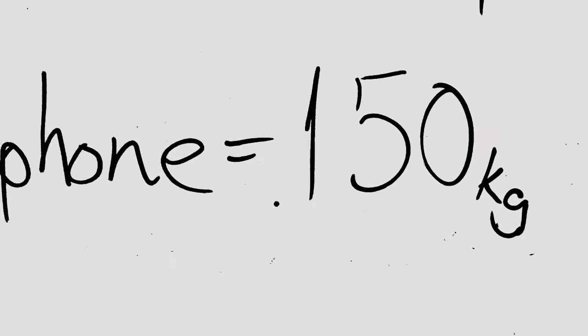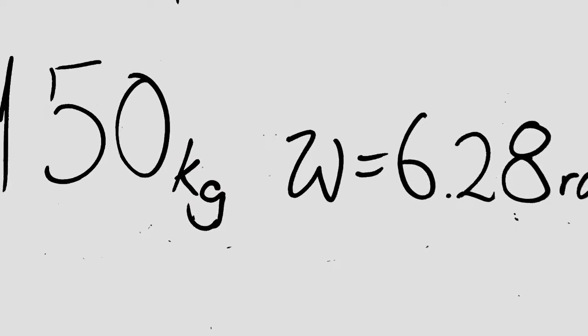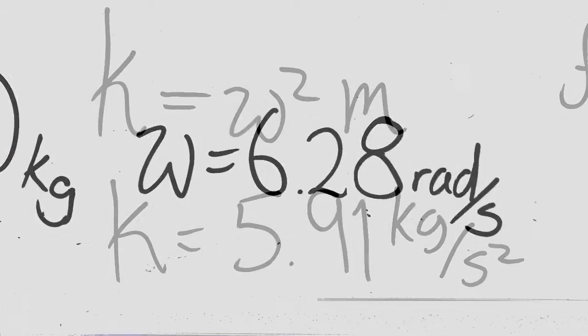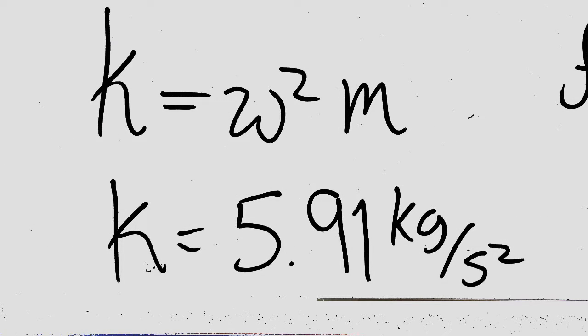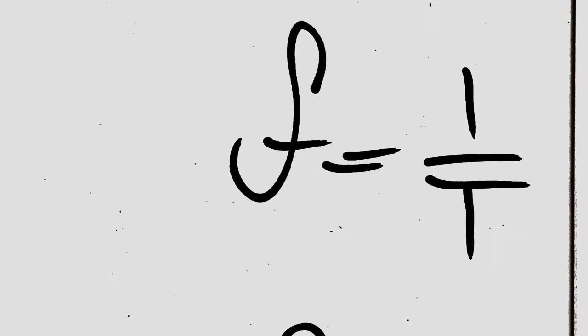Additionally, now that we know the W and the mass of the cell phone, we can obtain the spring constant by multiplying m times W squared. The period it takes to complete is 1 second. By dividing 1 over the period, we get the frequency, which will be 1 Hz.